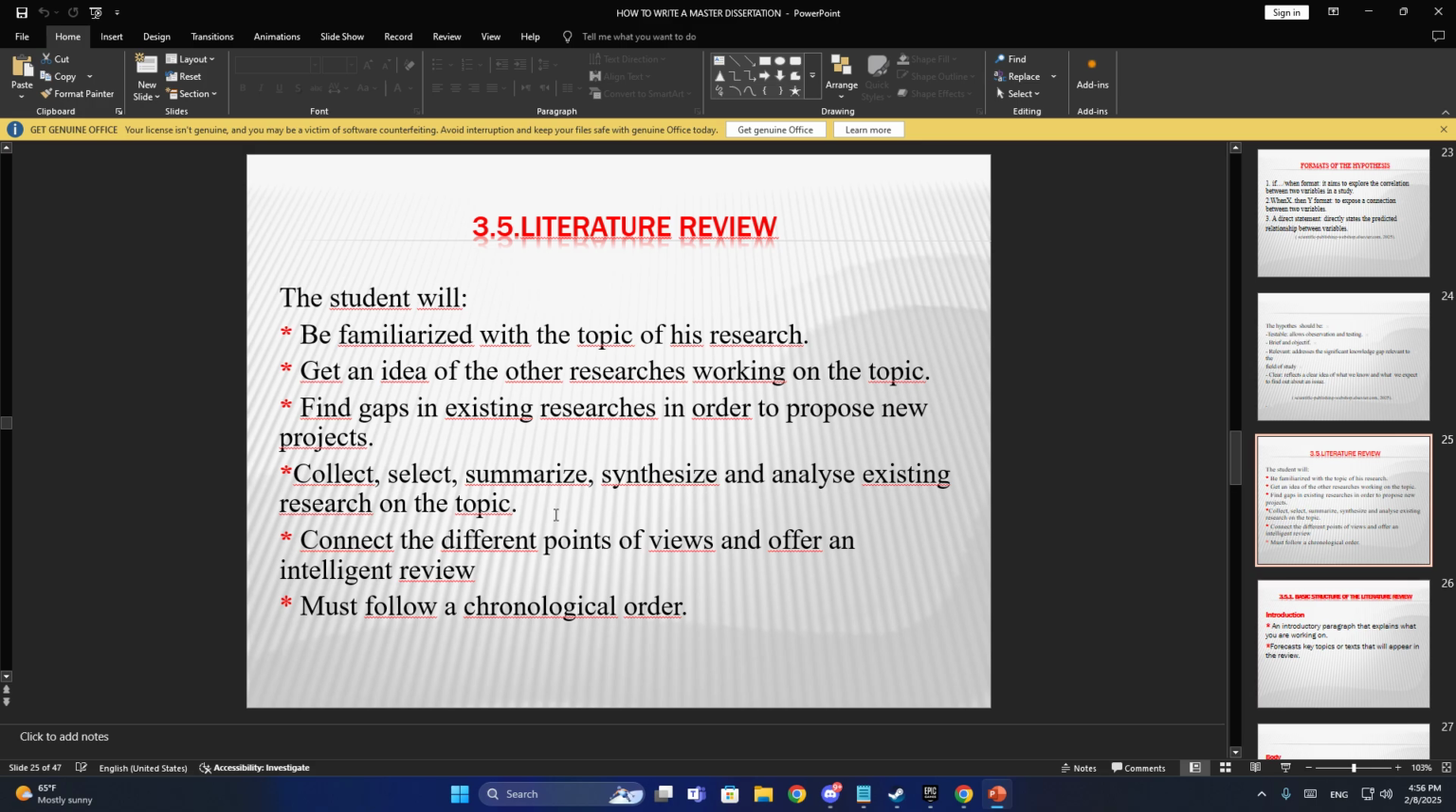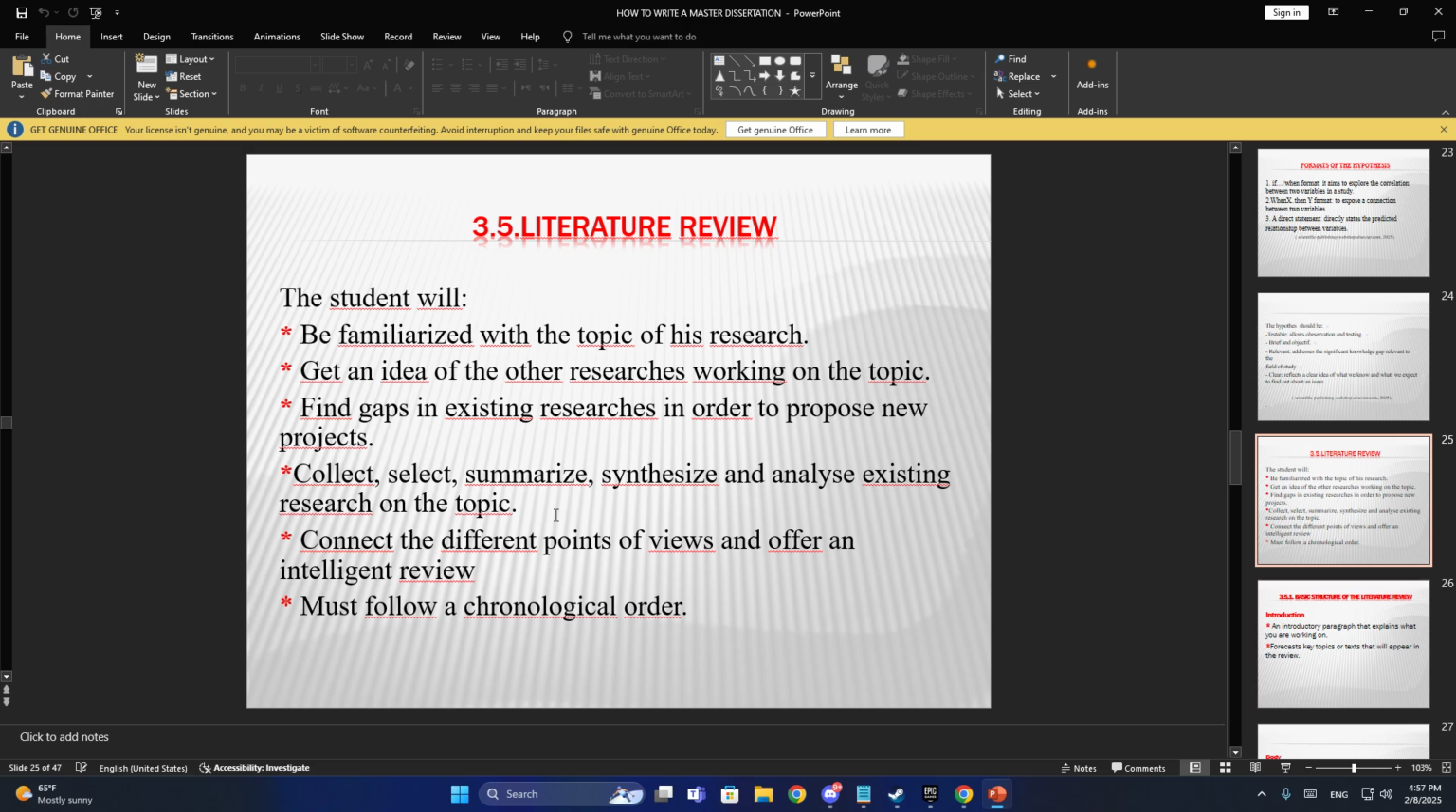And three, it helps me, of course, find gaps in existing research in order to propose new projects. Now, how do I proceed in the literature review? Of course, you are going to collect and select. You collect material as much as possible, but when you finish collecting, after reading them, you select which is important to your topic, which is secondary, and which is not at all important. So here you are in the phase of selecting.